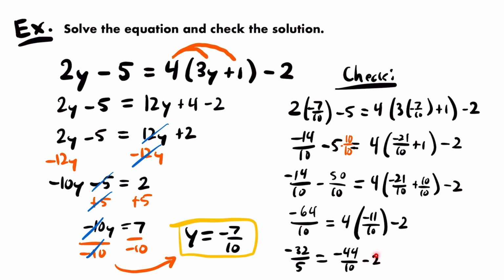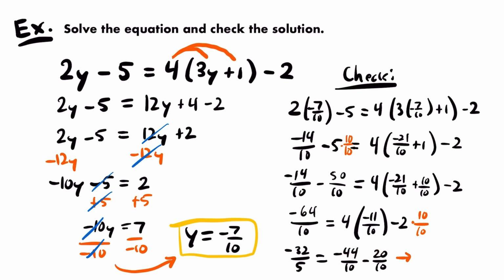Now, you can rewrite 2 in terms of tenths. You just need to multiply it by a form of 1, of 10 divided by 10. And so doing that will give you 20 tenths. That's really what we would be subtracting here. 20 tenths. And negative 44 minus 20 would be negative 64, right?